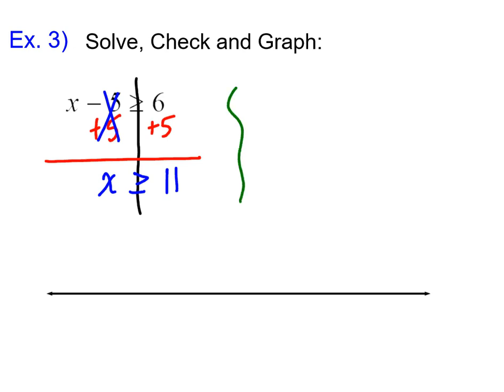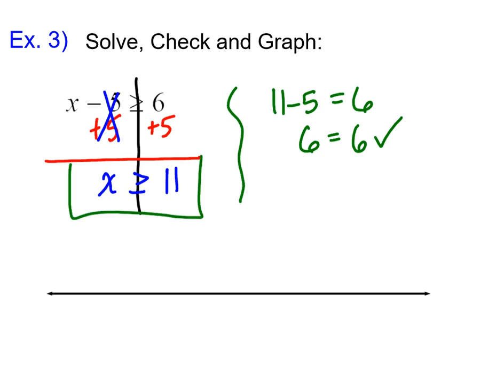Check our solution. x minus 5. Oops, I started doing that. Okay, let's get that number in there. 11 minus 5 is equal to 6. 11 minus 5 is 6. This checks out. So this indeed is what we need.